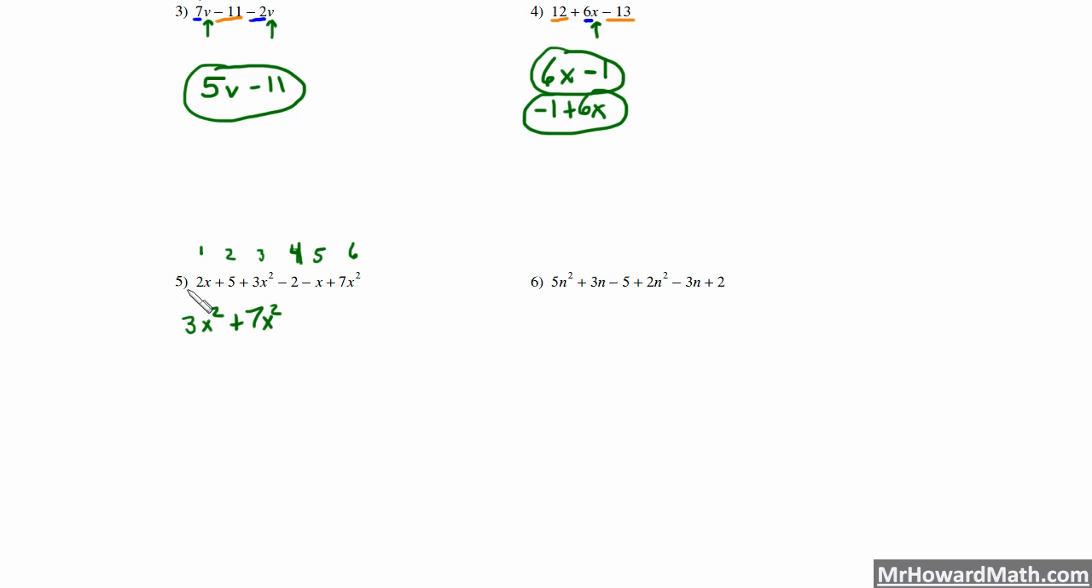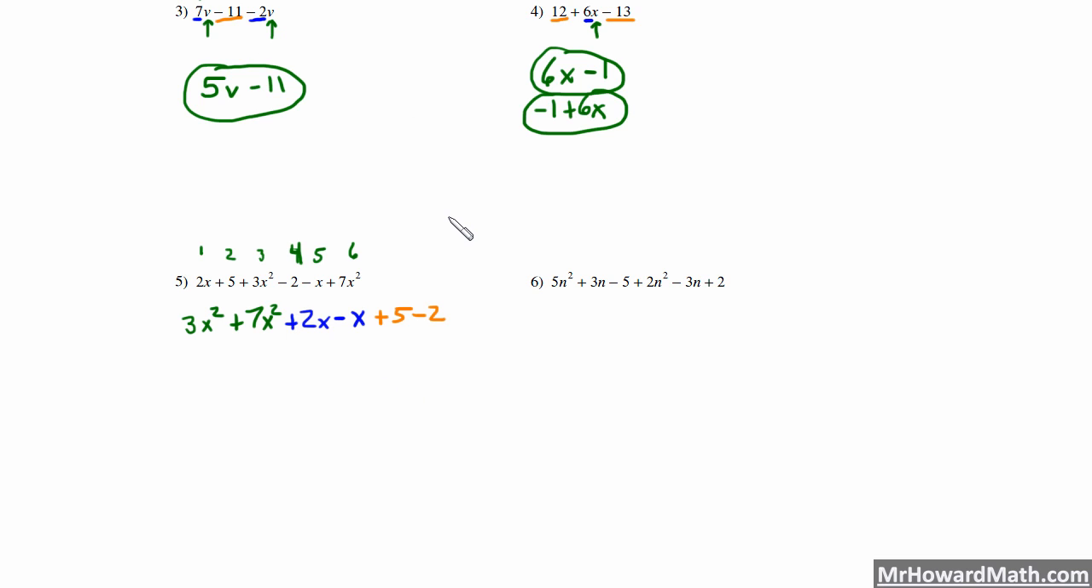And then our x terms, we have a plus 2x and a minus x, a negative x. And then constants, we have 5 minus 2. So plus 5 minus 2. Now we can see we have rearranged this. We have not changed it in any way. We just rearranged it so that now we have like terms together, so it's a little easier to simplify.